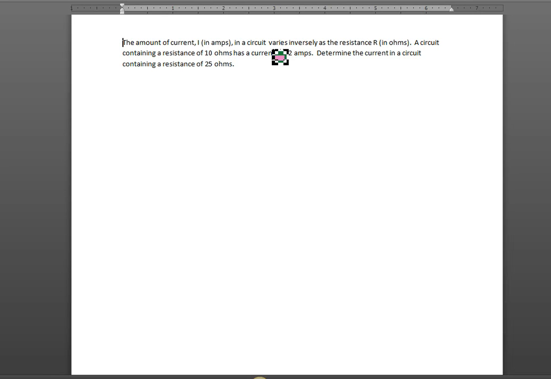This video is for inverse variation, and just as in direct variation, the words right after "varies directly," in this case "varies inversely," are going to be our input, and the words before it are our output. So the amount of current I in amps in a circuit varies inversely as the resistance R. So that means that R is going to be our input and our amps are our output.